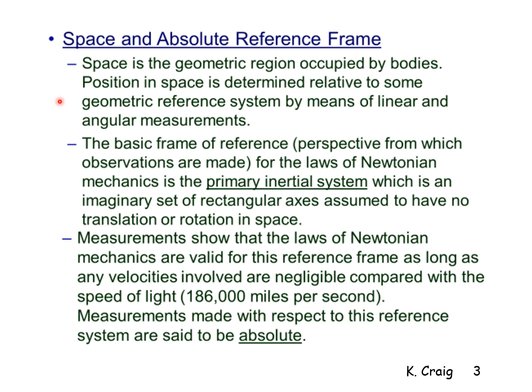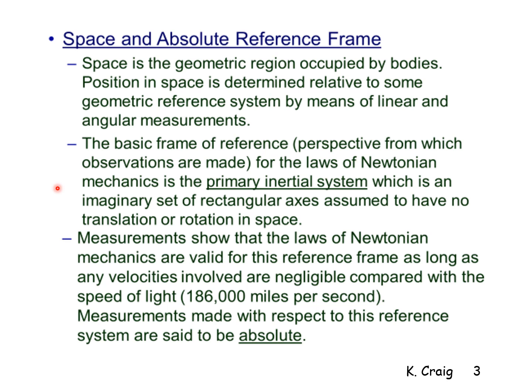Position in space is determined relative to some geometric reference system by means of linear and angular measurements. The basic frame of reference, the perspective from which observations are made, for the laws of Newtonian mechanics, which is what we're using, the Newton-Euler equations, it's called the primary inertial system. It's an imaginary set of rectangular axes assumed to have no translation or rotation in space.